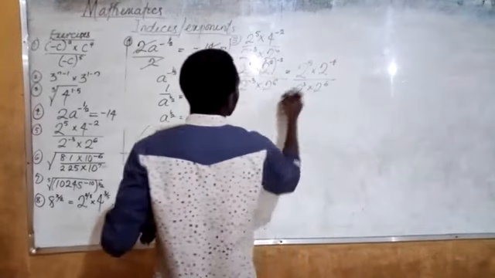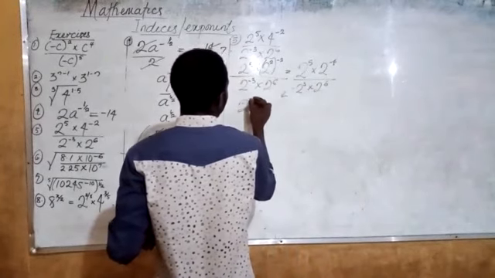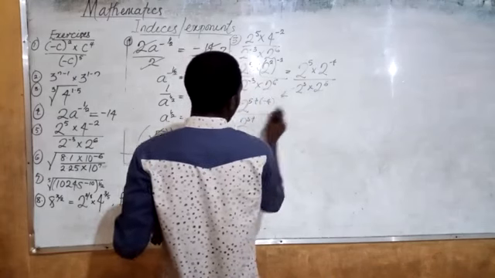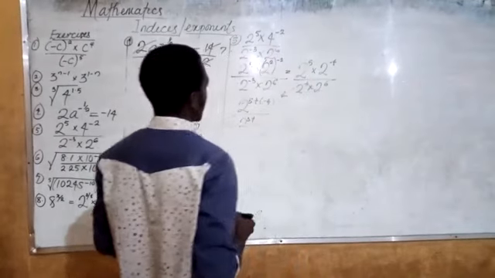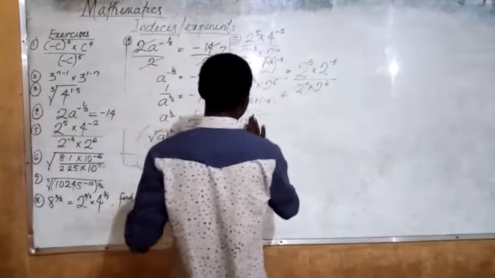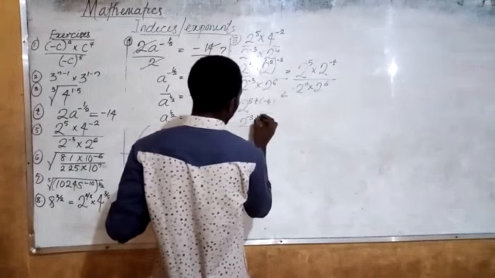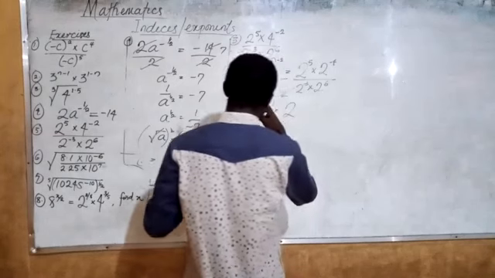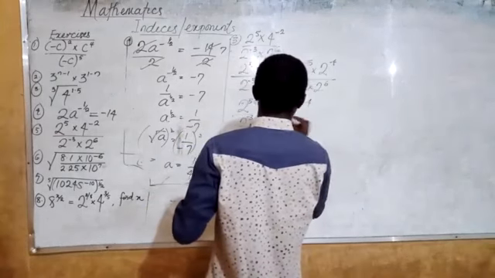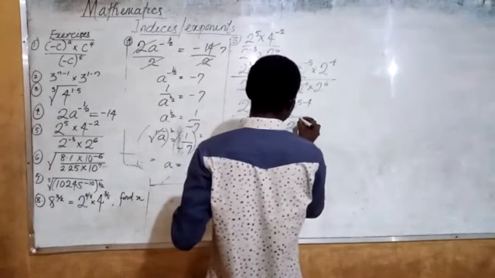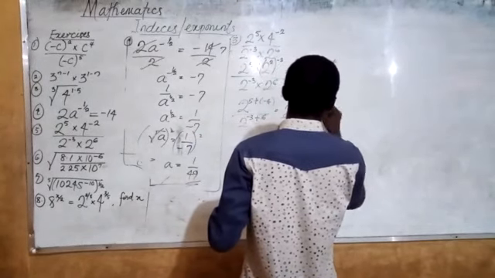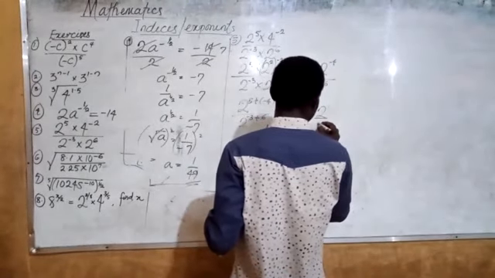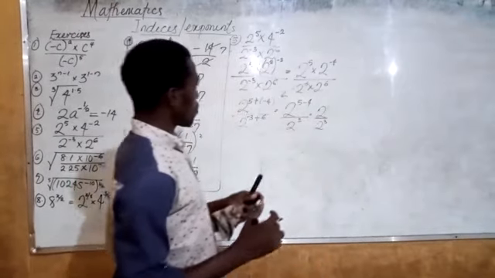So this becomes, multiplication of bases leads to addition of exponents, 5 plus minus 4, all over 2 raised to the power minus 3 plus 6. Excuse me, this is negative 3. So we have 2 raised to the power 5 minus 4 over 2 raised to the power minus 3 plus 6, which is 3. 5 minus 4 is 1, so we don't need to write it, but it's 2 raised to the power 1 over 2 raised to the power 3.